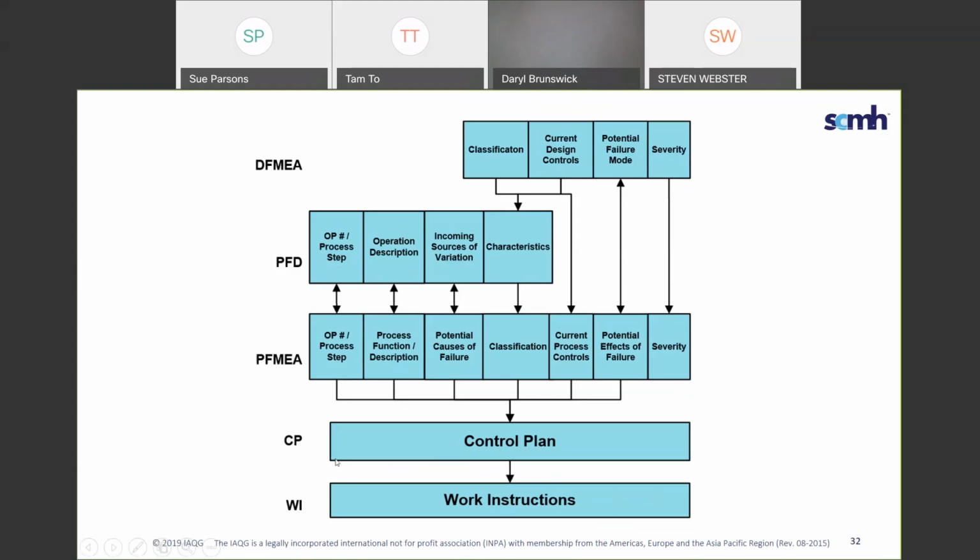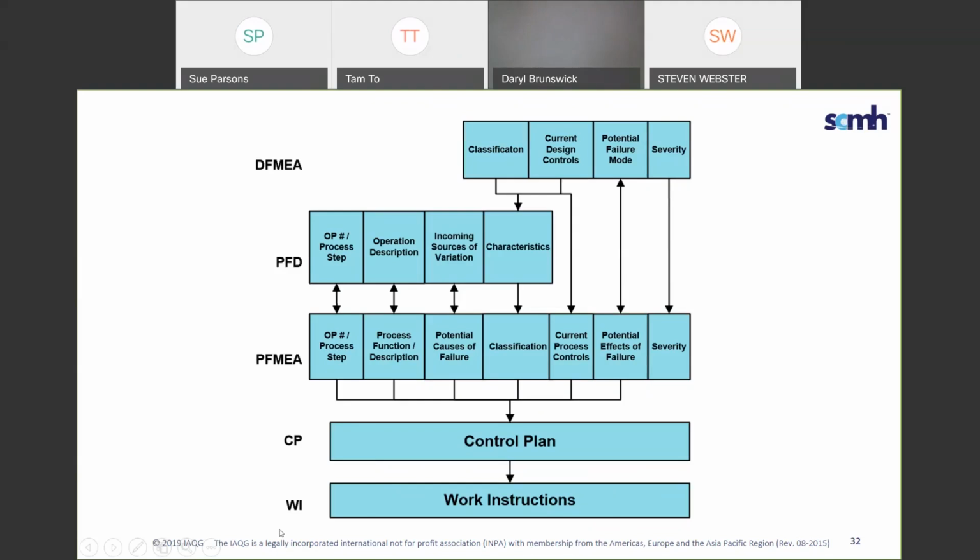And ultimately, all this should be done ahead of the work instructions. The control plan should be a summary of all the things that are important from both the process design and the product design, that would be driven into the work instructions for the operators at the workstation, so they have all this information right in front of them. And that pretty much is the summary of how everything plays together.